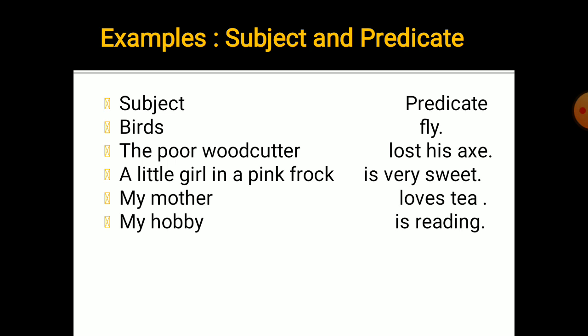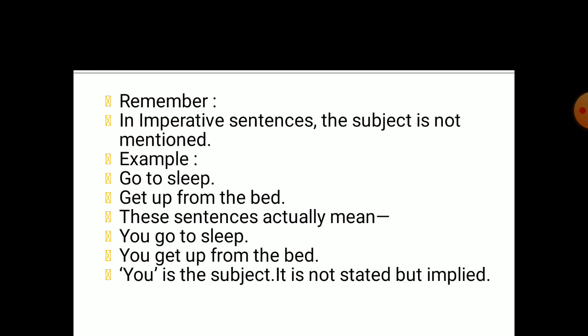Now, my mother loves tea. Can you tell me which is the subject in this sentence? Yes, my mother. My mother is the subject and loves tea is the predicate. Let's do one more example. My hobby is reading. Which is the subject? My hobby. And which is the predicate? Is reading. So children, remember, in imperative sentences, the subject is not mentioned.